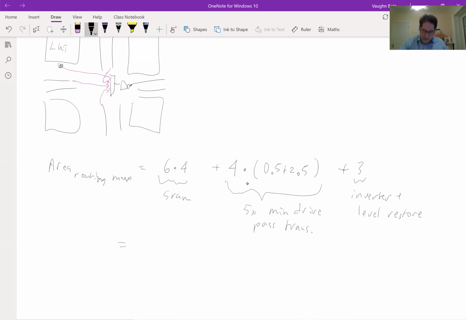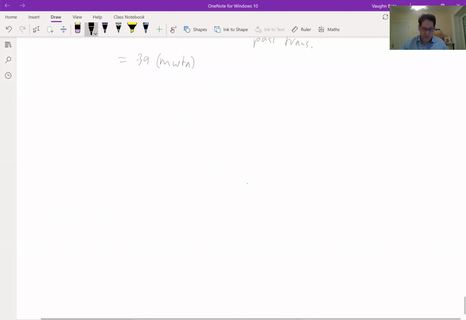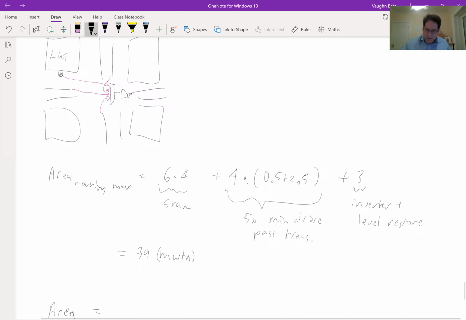Okay, and if I add all that up, I get 39 of these minimum width transistor areas. It's the smallest transistors I can make. That was for one of those routing drivers, the mux and the routing driver. I've got more than that though.